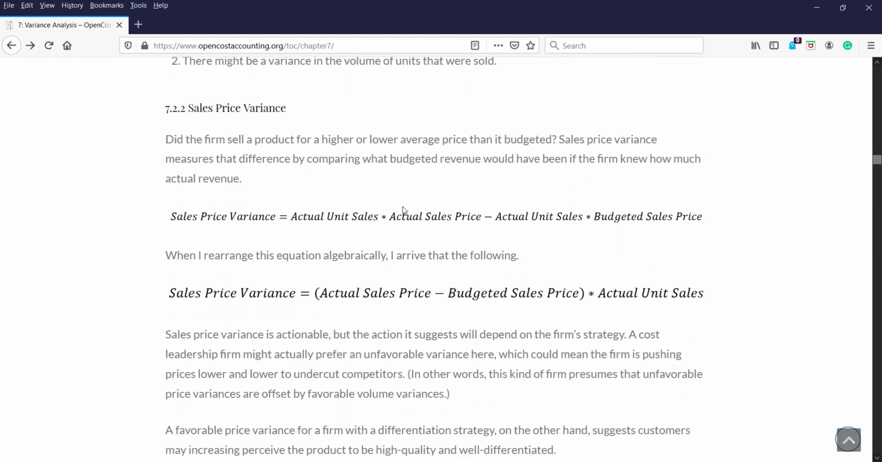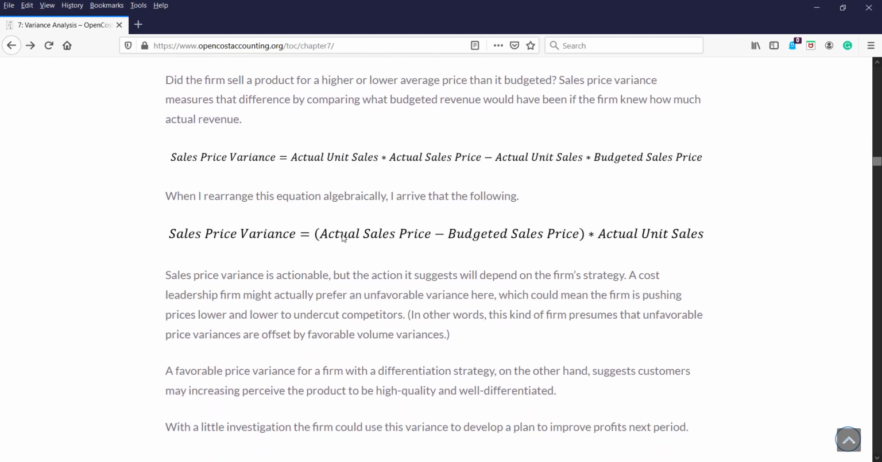Actual quantity times actual price minus actual quantity times budgeted price, or standard price. And so we've held quantity constant. Both of these sides of the minus sign have actual quantity. We've varied the price because we're looking for a price variance. And so we can algebraically rearrange this, pull the actual quantity outside of the parentheses, and now we have parentheses, actual price minus standard price, close parentheses, times actual quantity. That gives us our price variance.